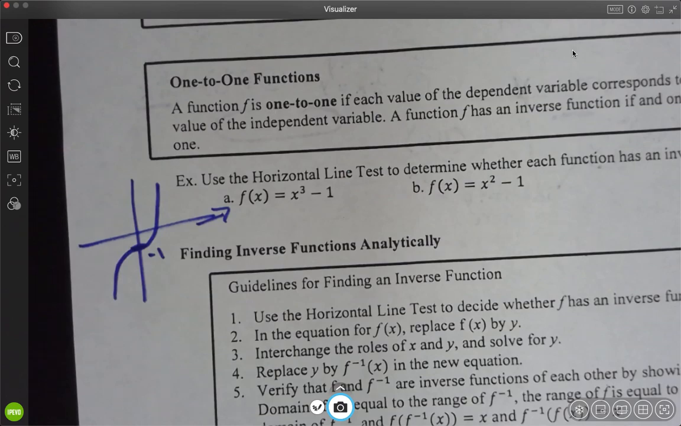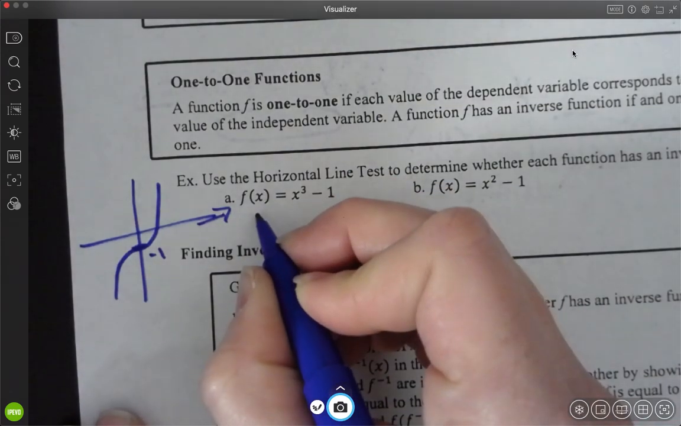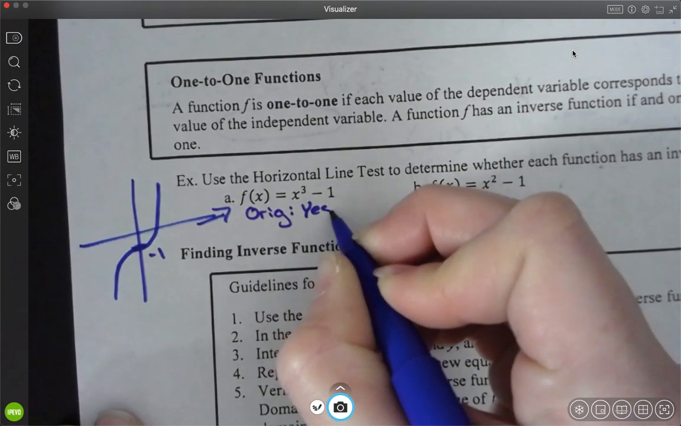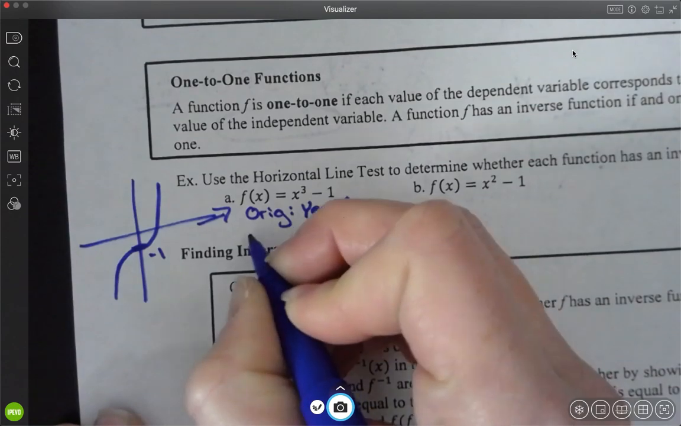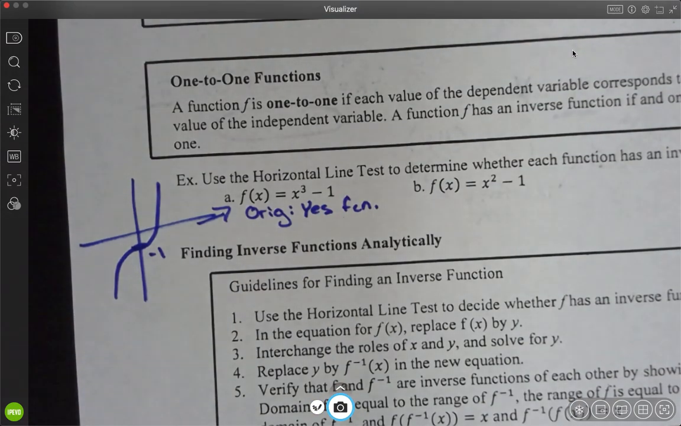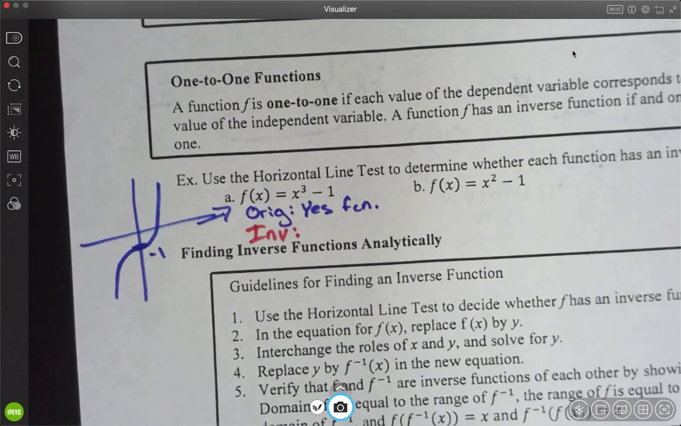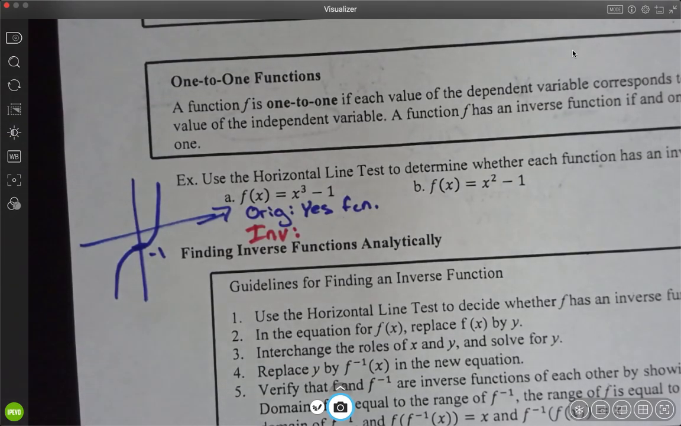Yes. The vertical line test says yes. Is its inverse a function? No. Yes. So the original, wait, no. The original is a function, right? Okay, so now let's talk about the inverse. Is the inverse a function? No. It can't be.